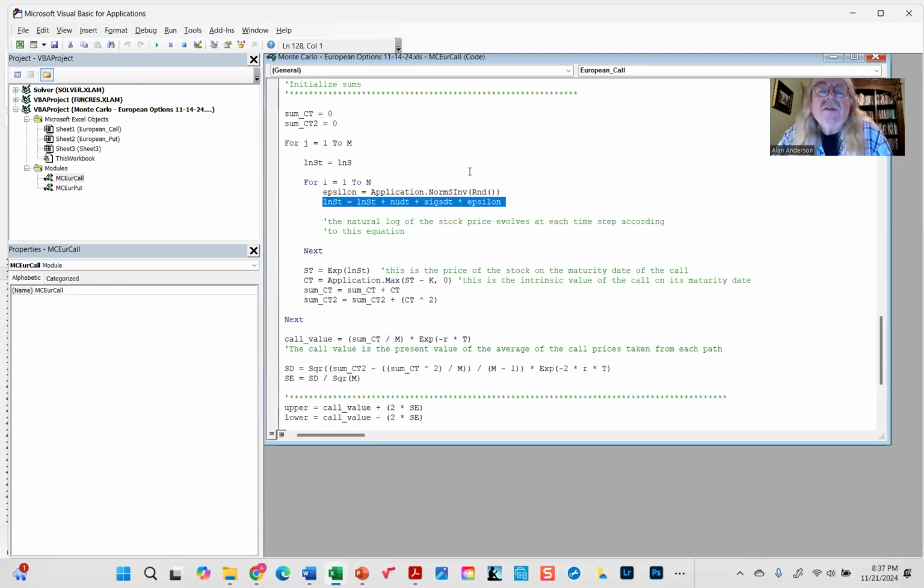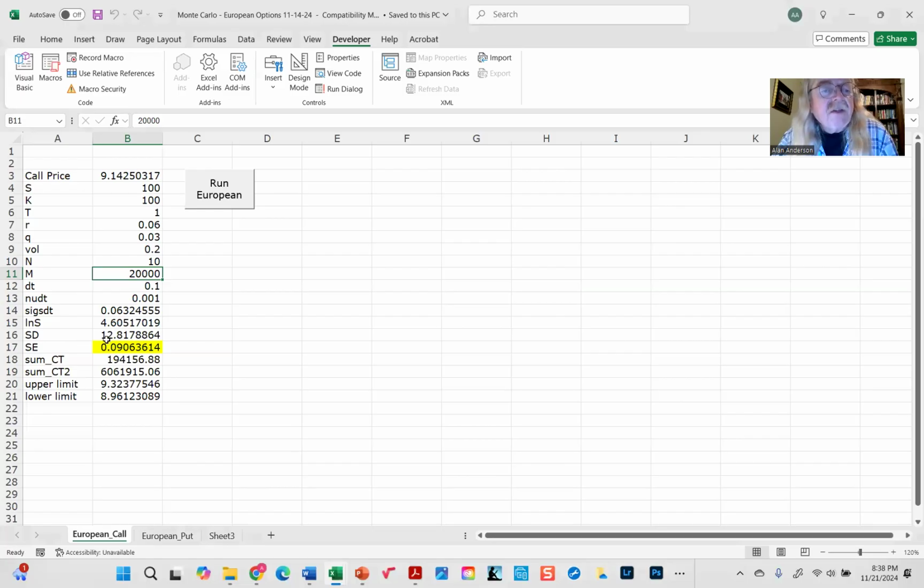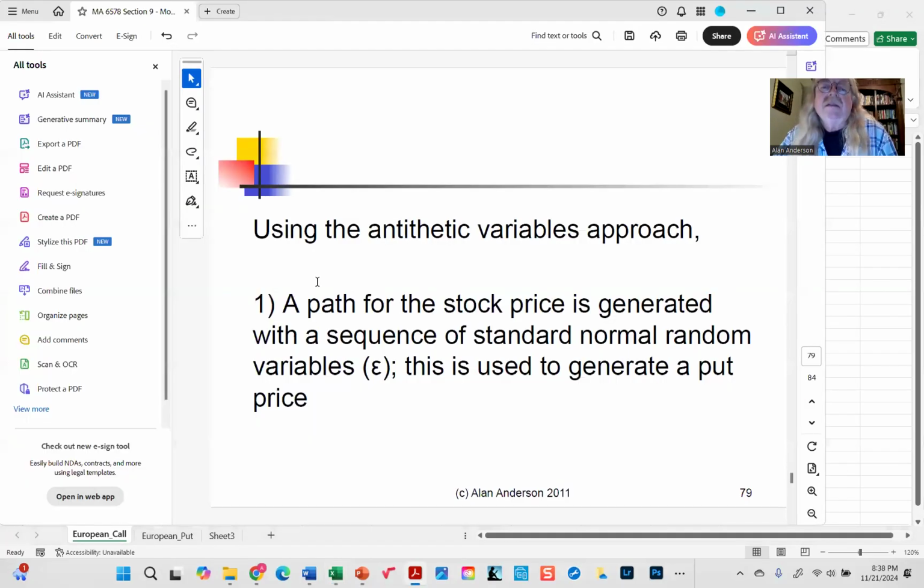Very little will need to be changed to this code to get to the antithetic variables approach. And then we can run it side by side with this model and see what a difference it makes to the standard deviation and the standard error. And you'll see it does a pretty good job of reducing the standard error by a surprisingly large amount. Well, anyway, that's that.